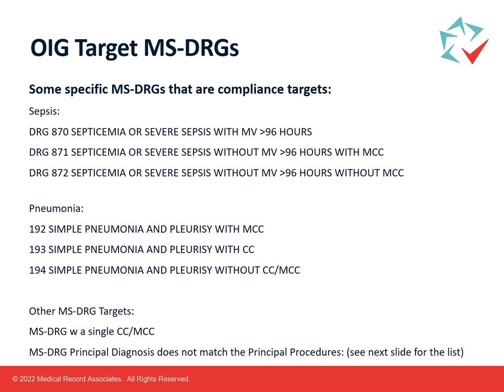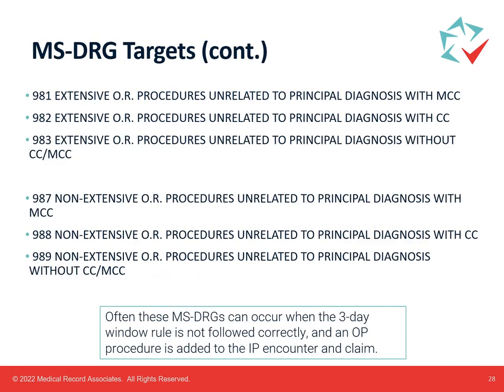And then the other area that's kind of interesting is when we have an MSDRG where the principal diagnosis does not match the principal procedure. So you have that mismatch that comes about. And what happens is the MSDRG ends up being a relatively high weighted DRG. So those are these DRGs that I've listed here: 981, 982, 983, 987, 988, 989.